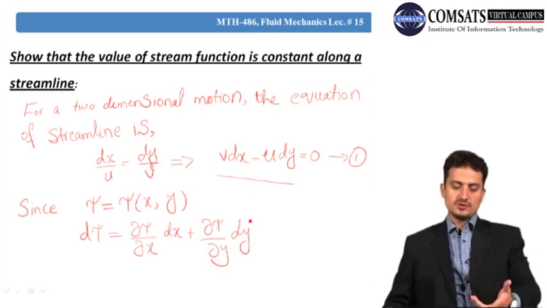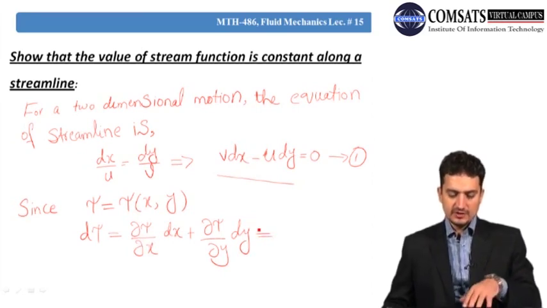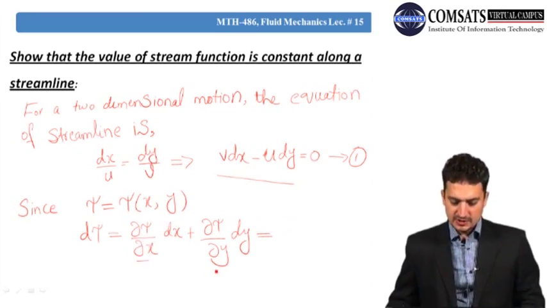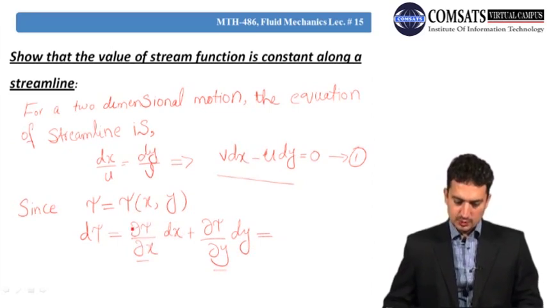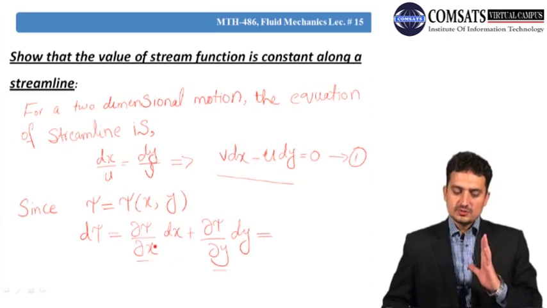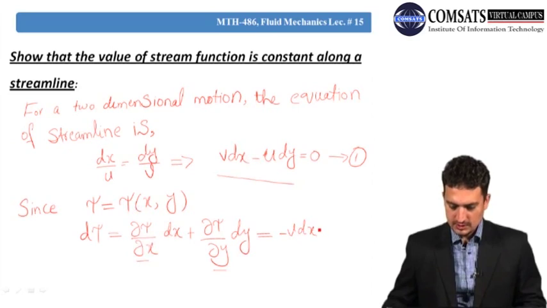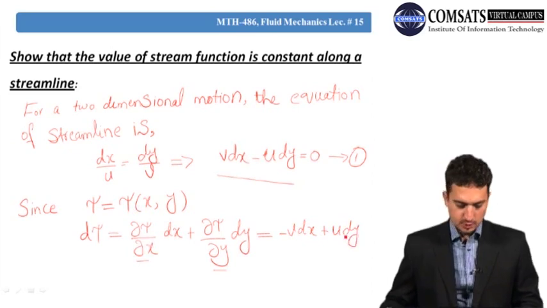Because it was a function of 2 variables, we wrote it in the form of partial derivatives and total derivative. Now if you put the values of partial psi by partial x and partial psi by partial y, remember that in terms of the stream function, partial psi by partial x was equal to what? Let me recall for you: minus v dx plus u dy.